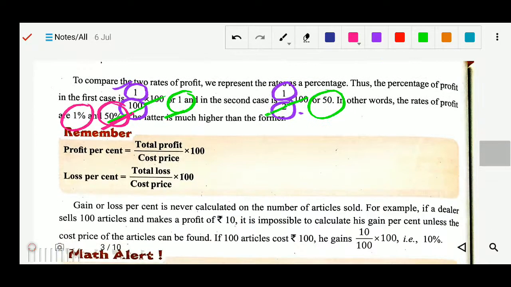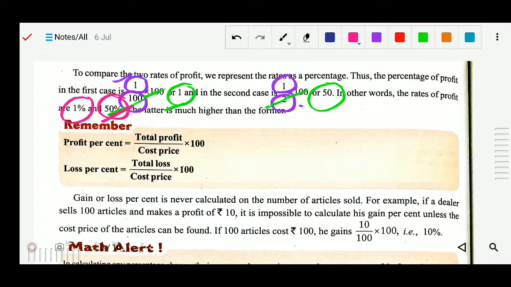So there is a formula, you must remember this one. Profit percentage equals total profit by cost price, and loss percentage equals total loss by cost price. So loss or gain percent is never calculated on the number of articles sold. For example, a dealer sold 100 articles and made a profit of 10 rupees. It is impossible to calculate his gain percentage unless the cost price of the article is found.